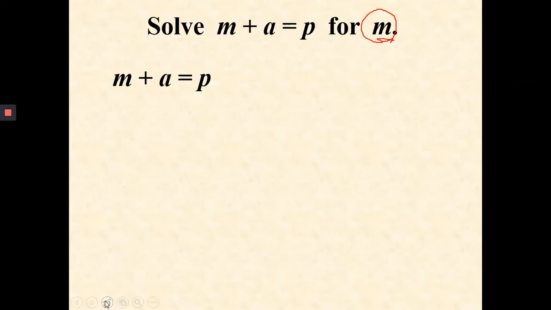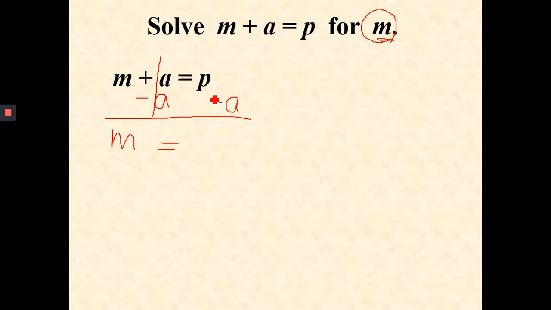Okay? So in order to get rid of positive a, we need to get the inverse operation, or the opposite operation. Okay? So what is the opposite of positive a? It is negative a. So meaning to say you're going to write negative a on both sides of the equation. So you have here m, positive a plus negative a, that will be 0, is equal to, can we combine p and a?